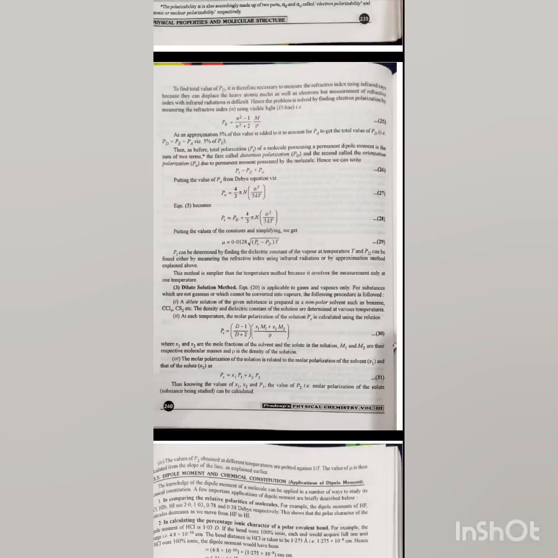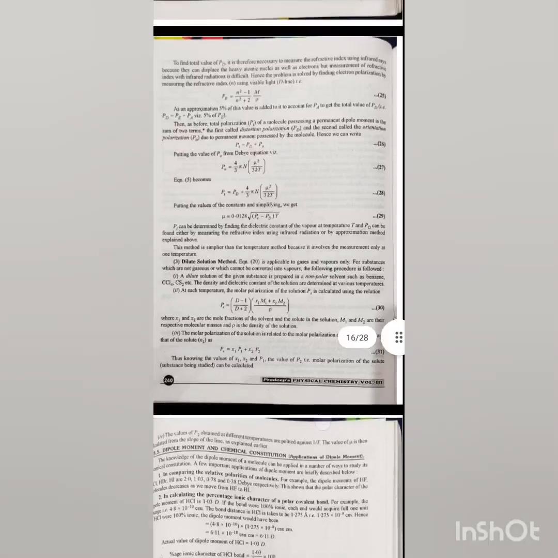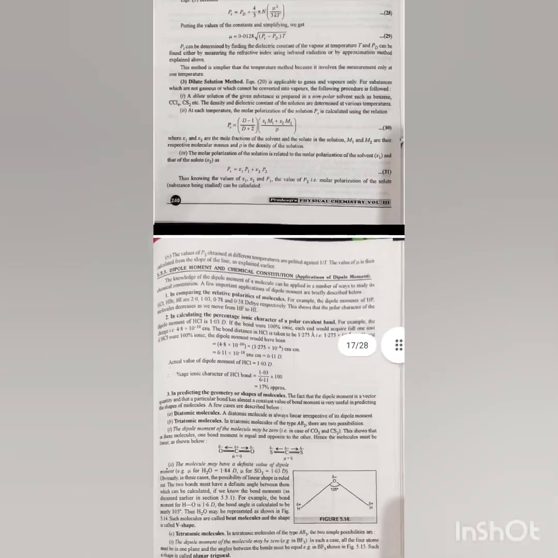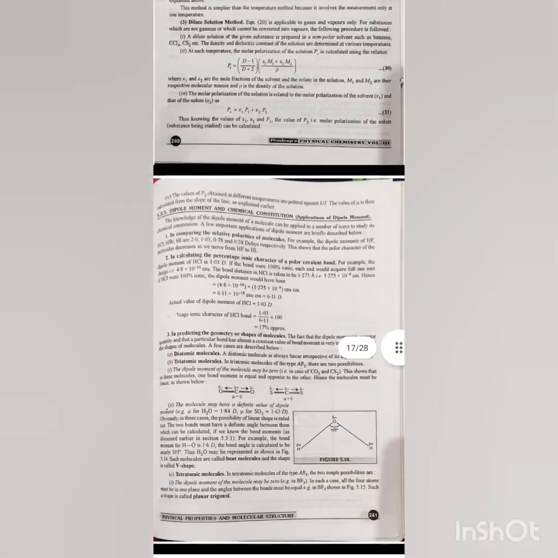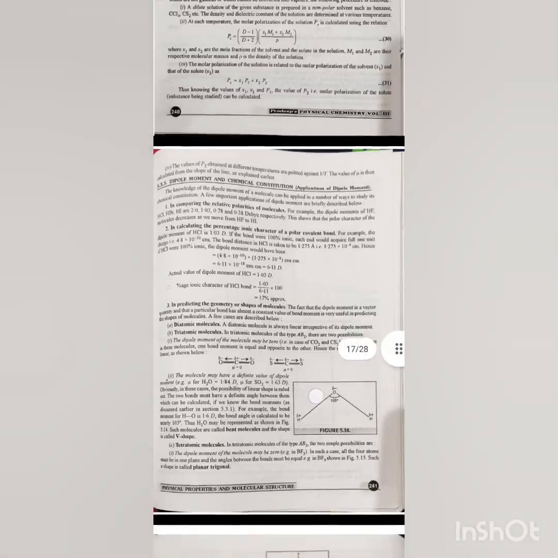Third, the molar polarization of the solution is related to the molar polarization of the solvent P1 and that of the solute P2 as Ps = x1 P1 + x2 P2. Thus, knowing the values of x1, x2 and P1, the value of P2, that is the molar polarization of the solute substance being studied, can be calculated. Fourth, the values of P2 obtained at different temperatures are plotted against 1/T. The value of μ is then calculated from the slope of the line as explained earlier.